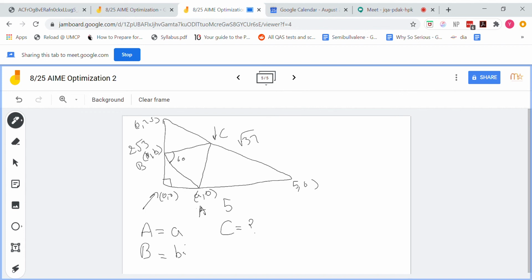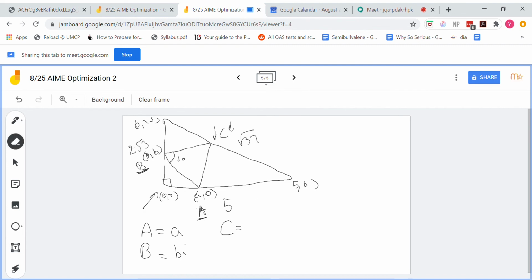So first off, to get to C, essentially what we do is we take a rotation of A around B by 60 degrees. So we rotate point A around point B by 60 degrees. Now how would we do that?